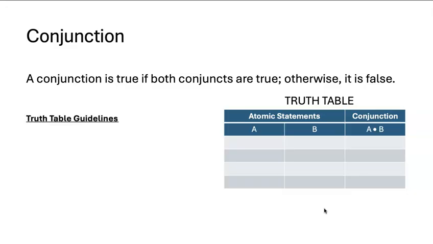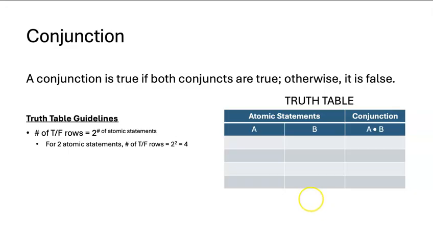There are some guidelines that we should follow. First, the number of rows that we use for the true or false is just 2 raised to the power of the number of atomic statements. So in this example, we have 2 atomic statements, A and B. So we are going to raise 2 to the power 2. And 2 raised to the power 2 will give us 4. So we have 4 rows for our true or false statements. 1, 2, 3, 4. Alright.